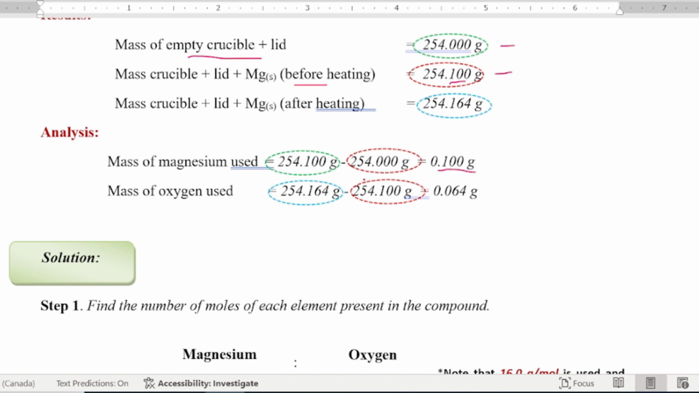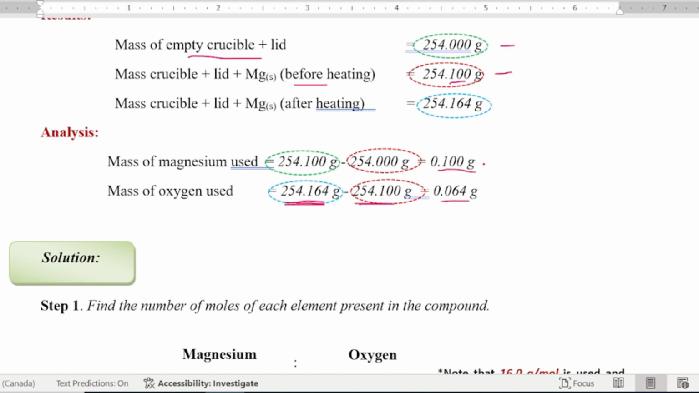And the mass of the oxygen used will be the final mass, that is, after you reacted the magnesium with the oxygen. So this was the mass of the crucible and its lid, and this is the mass of the crucible and its lid and the magnesium oxide. So you subtract that from that, that gives you the mass of the oxygen here. Okay, this is where it is synthesis. This is the mass of the magnesium. This is the mass of the oxygen.